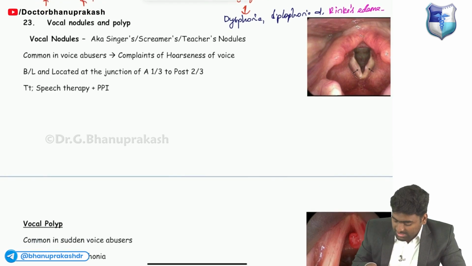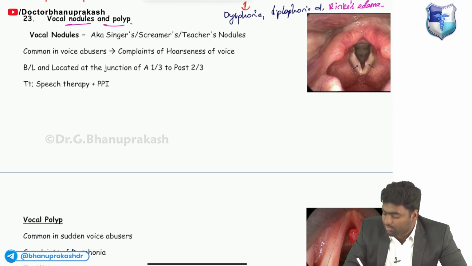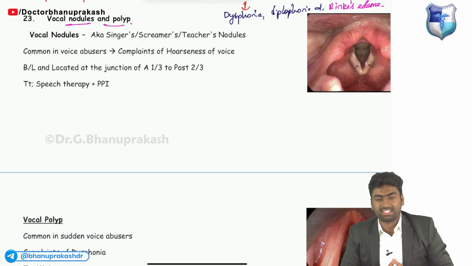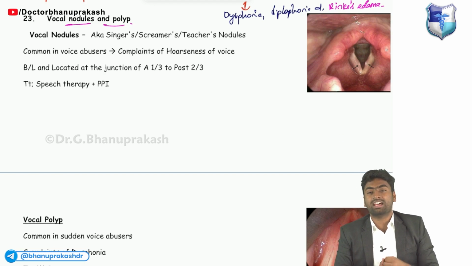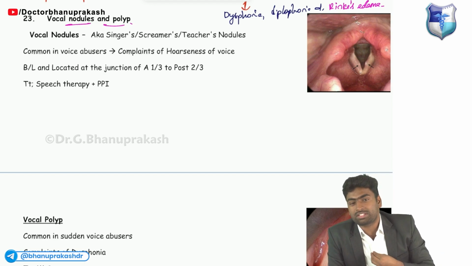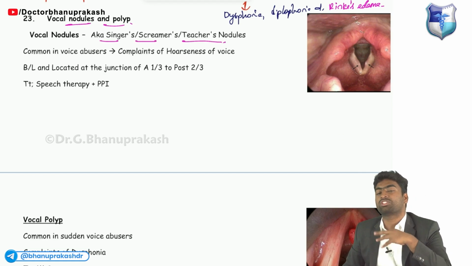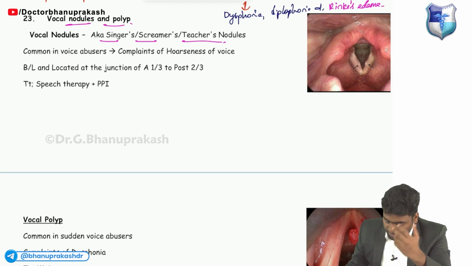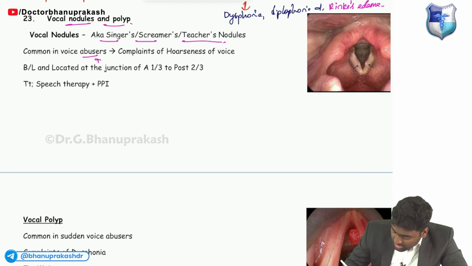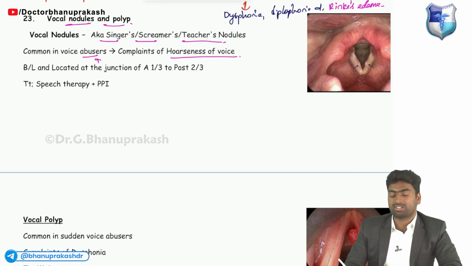Next, vocal nodules. Vocal nodules are most commonly seen in professions where there is loud use of voice, like shouting. They are known as singer's and screamer's nodules, and teacher's nodules, where there is a history of vocal abuse. Prominent vocal abusers. Their complaint is hoarseness of voice.